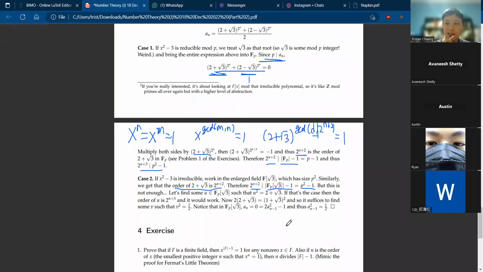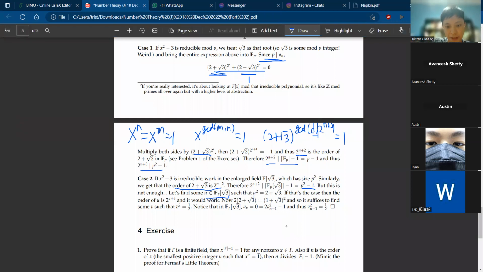But that's not enough, right? We want 2^(n+3) to divide p squared minus 1. That's the result we want. So we're kind of stuck here. So the strategy, and this is what makes it an N7, is to find some other element u such that u squared is 2 plus square root 3. So basically the square root of 2 plus square root 3.